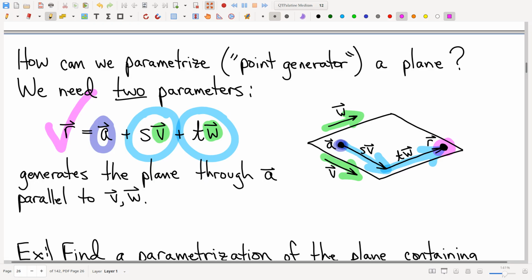Let me pause for a second. How are we doing? Does everybody see the geometry of this?